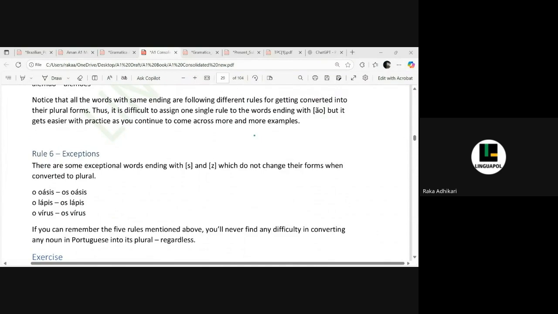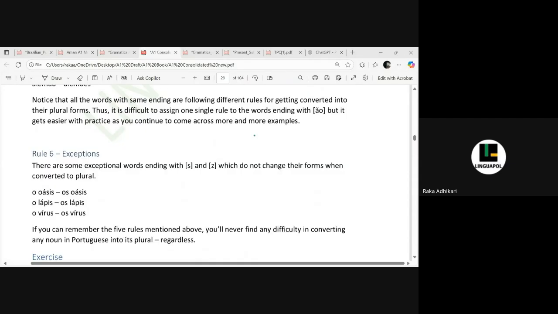That in Portuguese is called oasis with the accent. Then we have lapish. So these words will have the same word in plural. They don't have a different word. For example, the word lapish means pencil. And in plural also, it is called lapish. You can see the article here. For a single pencil, we are saying u lapish. And for many pencils, we are saying ush lapish. Multiple pencils. But we are ultimately using the same word.